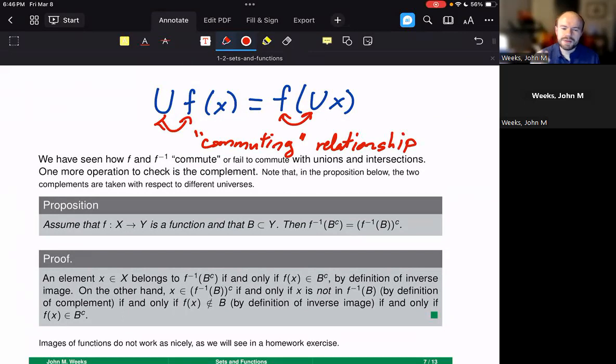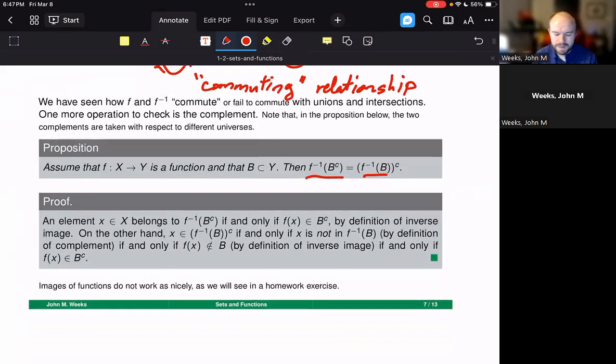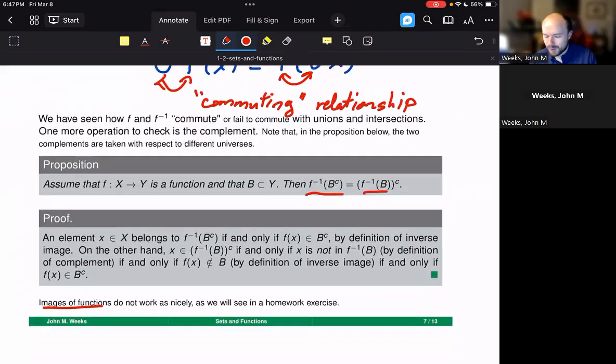What happens if I go through and take f inverse of b complement? Is that the same thing as f inverse of b in an entire set complement? And the answer is yes, that absolutely is true. That works very neatly for inverse functions. However, for images of functions, that does not work very nicely, and that's going to be a homework exercise. I'll leave it to you to take a look through this proof and piece it together based off of the same sorts of principles that we have been doing in our previous parts.